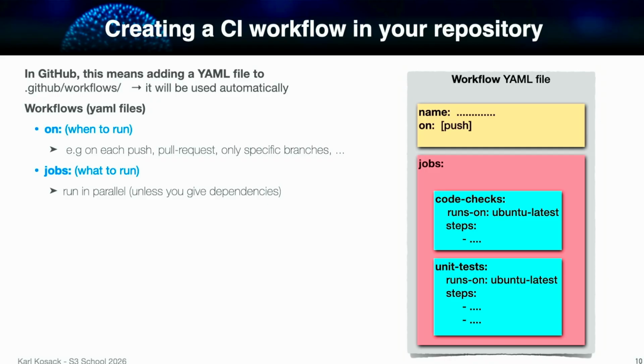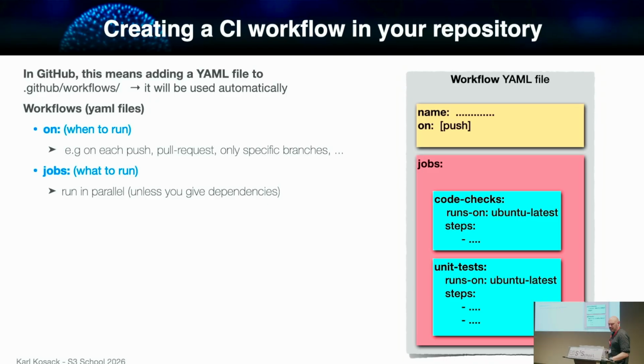Generally, jobs run in parallel unless you give some dependencies. I'll show that later on, but generally these things just get executed at the same time. The other thing that you have to define, that I didn't show here yet, is the environment in which this runs.